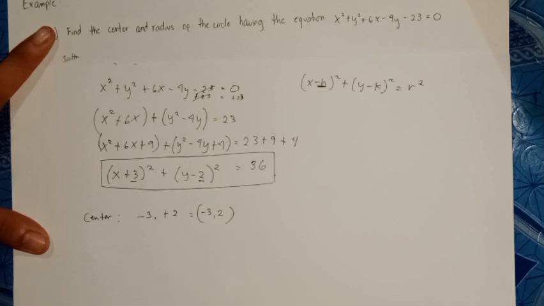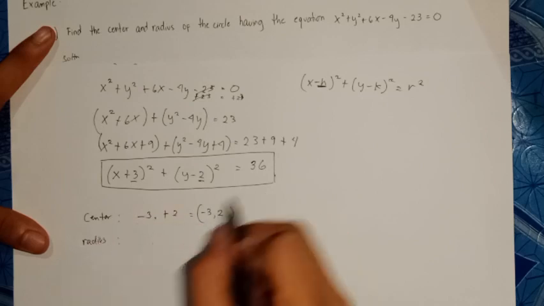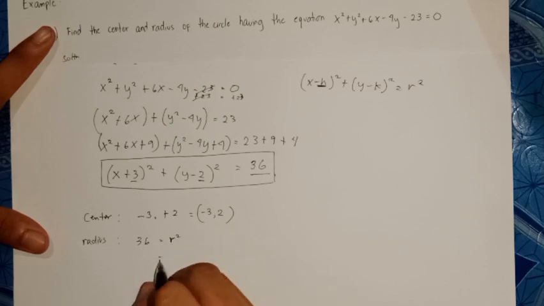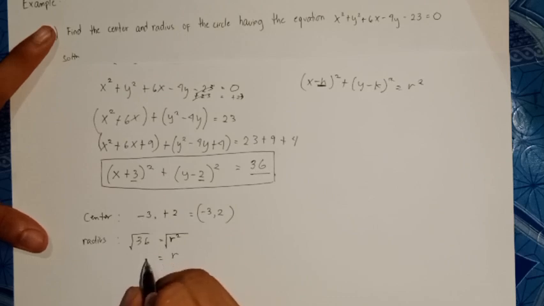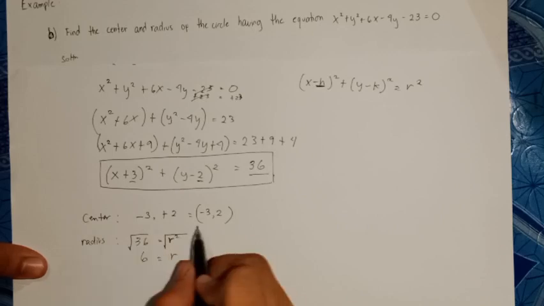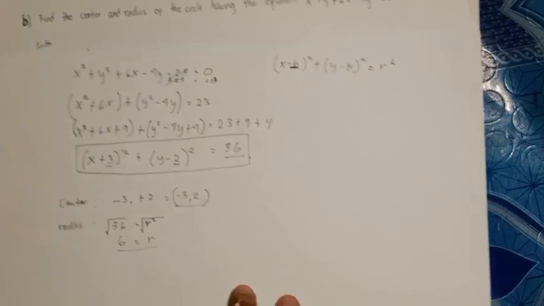Now, how to find the radius? Here, 36 is equal to r squared, so r is equal to 6. Now, this is our center, (-3, 2). Our radius is 6. Now, let's graph this circle.